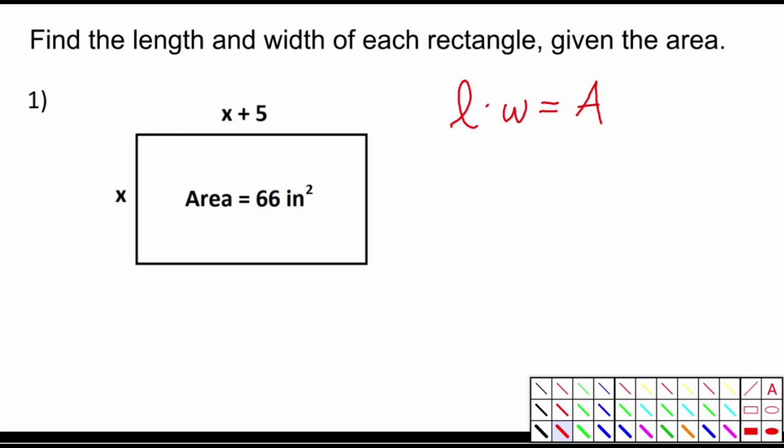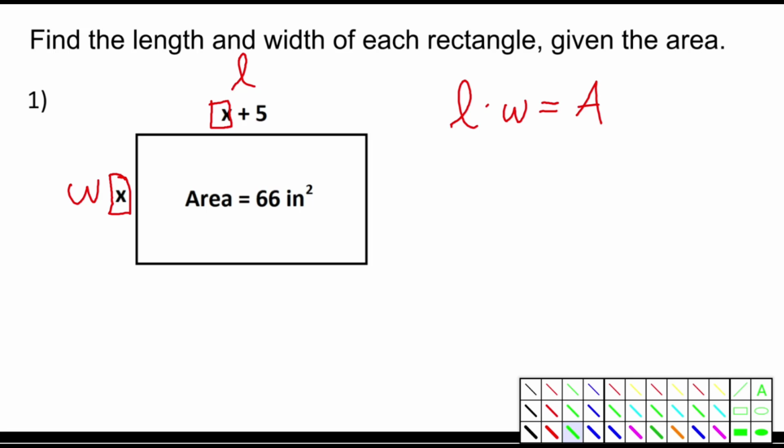All right. So now that I know that, I'm going to look at this problem and see that I have a length and a width. I have a length here and I have a width here. And the other thing that I noticed is there's a relationship between the width and the length. If you notice, this length is x. The other one is x and then 5 more. So I know there's a relationship between those two.